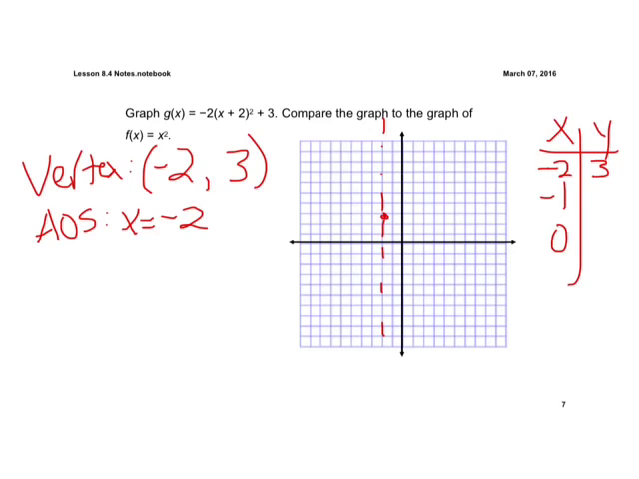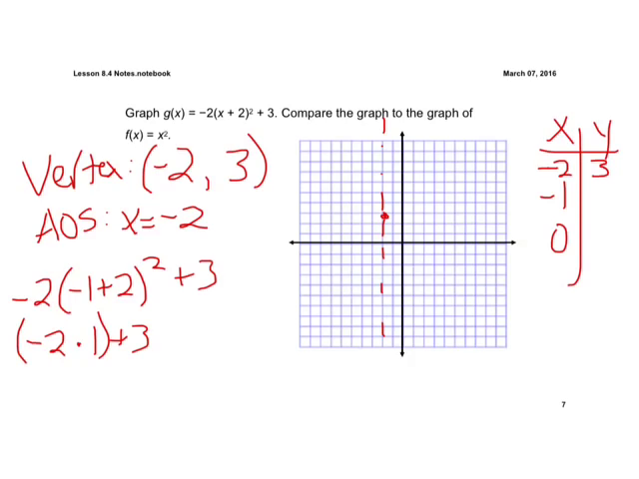So -1, 0. If we plug in -1, let's write out this whole equation here. -2 times -1 plus 2 squared plus 3. Again, order of operations, very, very important here. Parentheses first, -1 plus 2 is 1. 1 squared is 1. So we have -2 times 1 plus 3. Again, order of operations, do multiplication first. So we have -2 plus 3, and we're going to get a 1. All right, now plug in 0.